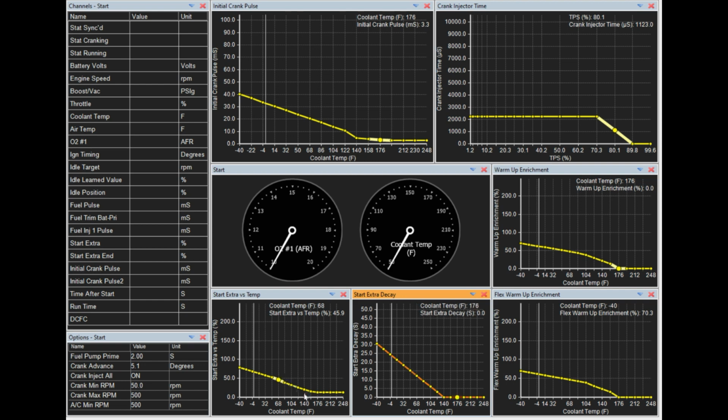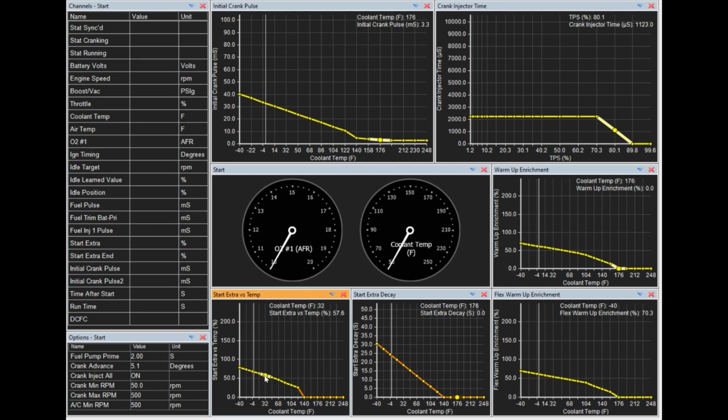On the start extra versus temperature, once again, if your car is at 140 degrees or beyond, we don't really need to add anything extra at that point in time. So we'll set all those values to 0. And again, we'll go back and start to interpolate things. We don't want to remove fuel when it's that cold, -4 degrees or so forth.